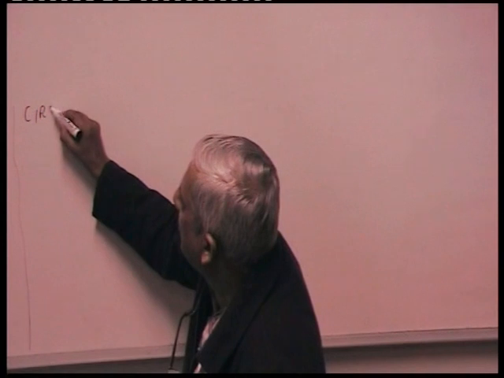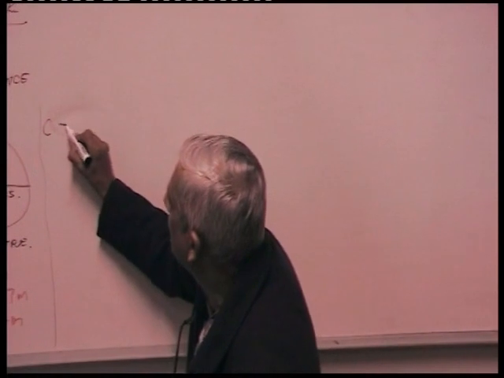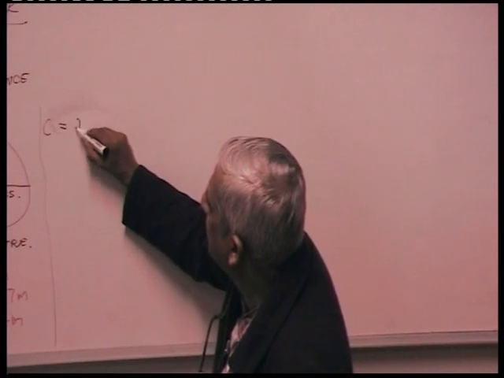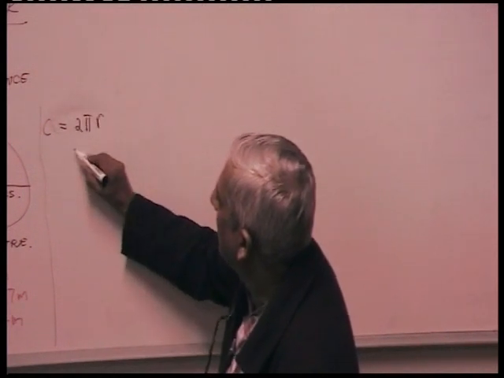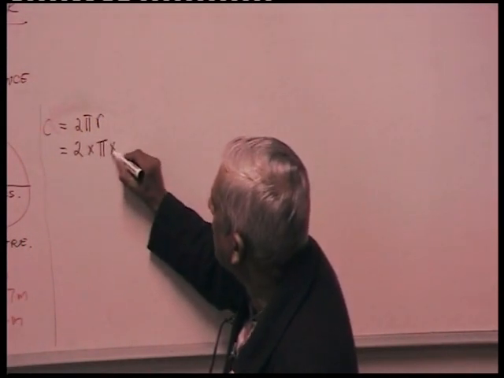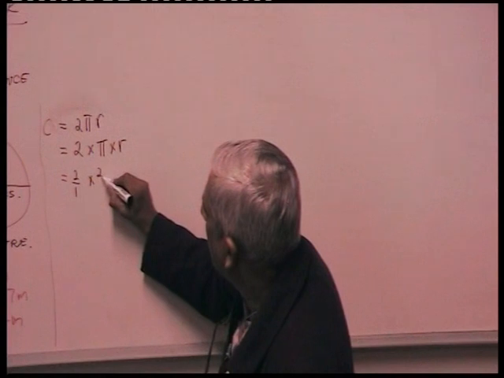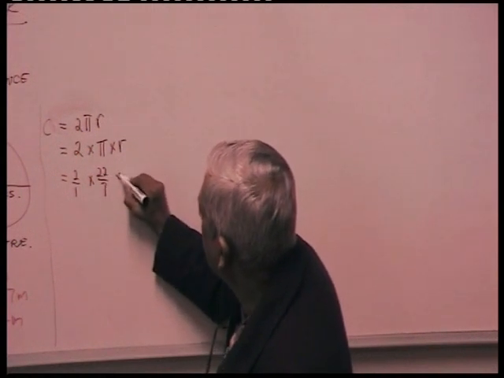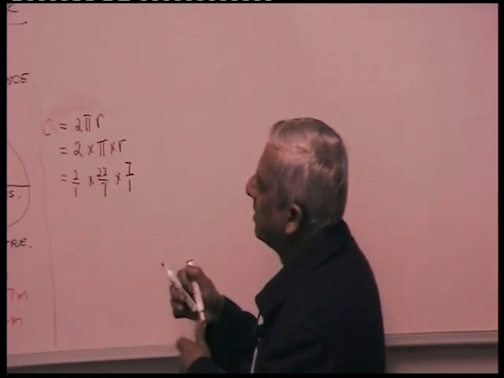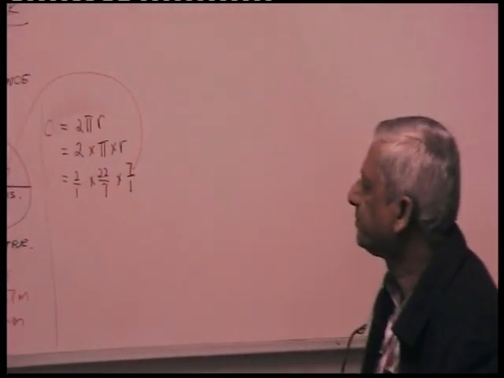So trying to find the circumference, but now instead of writing the word circumference in full, I'm just going to write C, for circumference. Another formula for circumference is 2 pi r. The meaning of 2 pi r is 2 times pi times r. So there's your 2 over 1 times pi. Pi you know is 22 over 7. And the radius is 7 over 1. Remember, this 7 is coming from the radius.